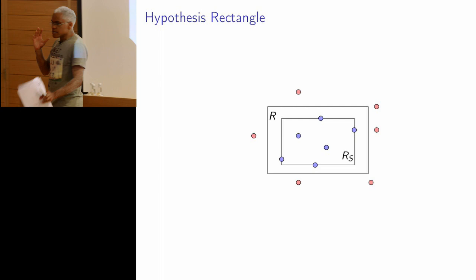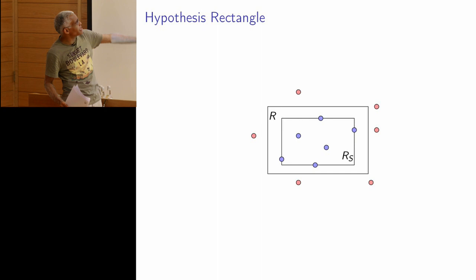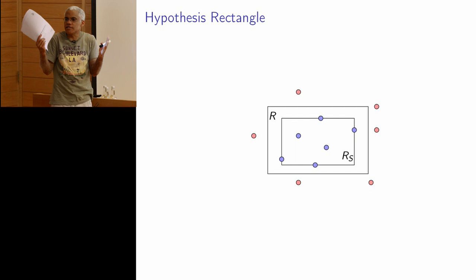And this rectangle R here is the target. This is the thing I'm trying to learn. I can see this rectangle here, but it is unknown and I'm trying to learn it. The training samples are labeled according to the target. So all I can see is this training set of blue and red dots. That's all I can see as a learner. And I'm trying to figure out what is the rectangle that I'm trying to learn.